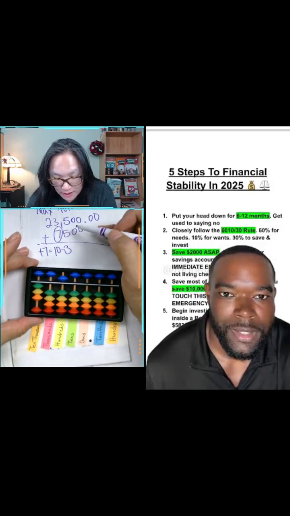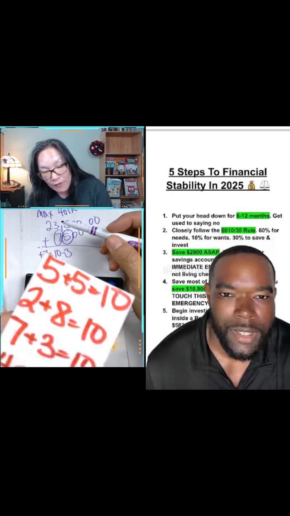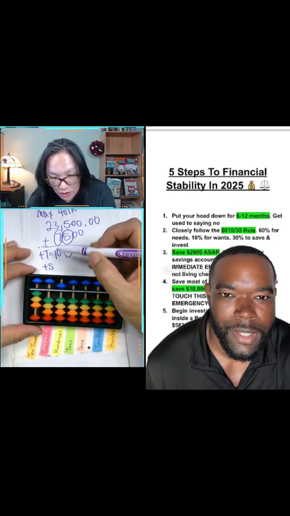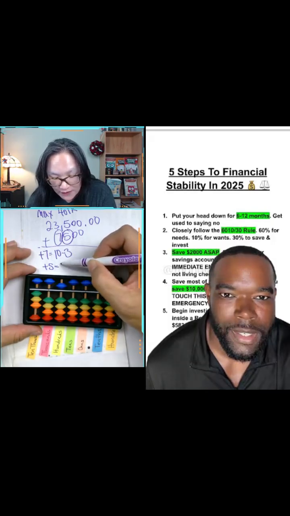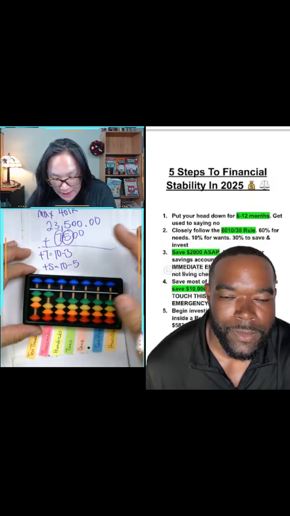And so what's our next number? We want to add the 5. To add the 5, it's the same thing. We know that 5 plus 5 makes a 10. Thank you, Cozy. How do we add the 5? Plus the 5 is equal to plus the 10 minus the 5. So we're going to minus the 5 and then add the 10.